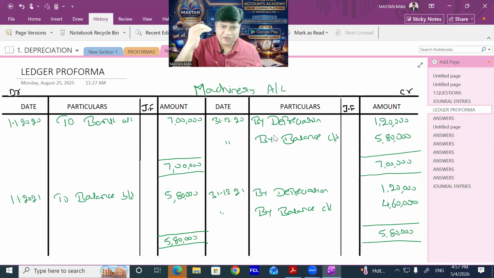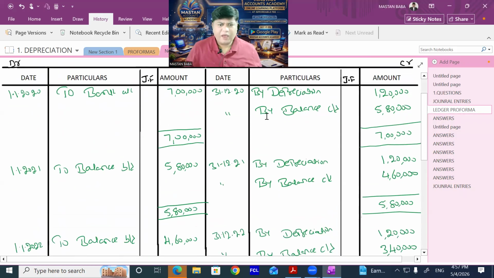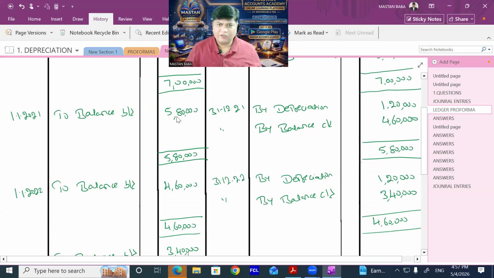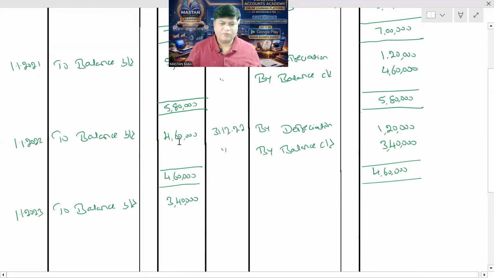In machinery it is credited, so in the machinery account the depreciation should be credited. So by depreciation 1,20,000, the asset decreases, so credit; if the asset increases, debit. Again by depreciation 1,20,000, it comes to 4,60,000. Again, balance brought down 4,60,000, by depreciation 1,20,000. So the balance is 3,40,000.